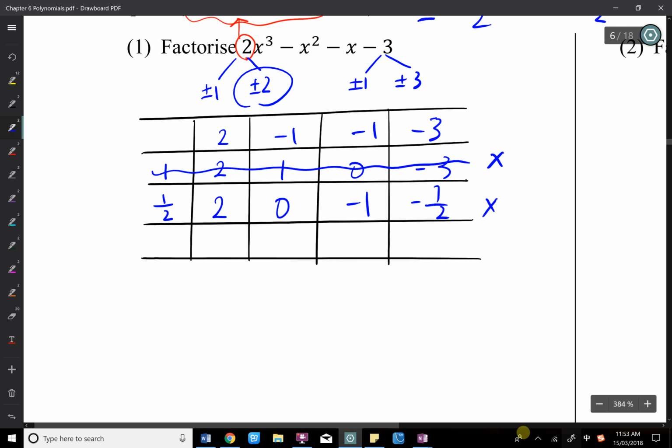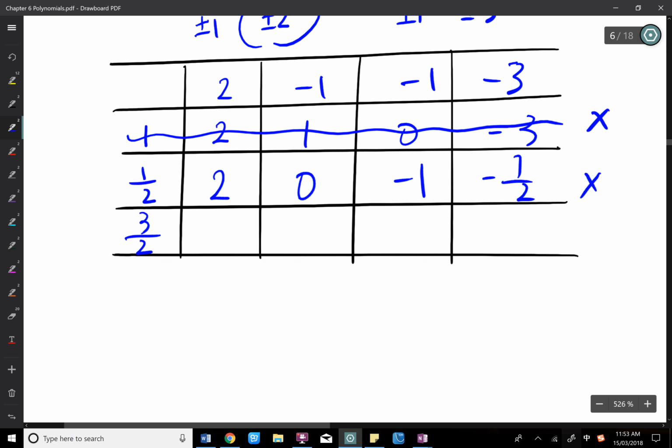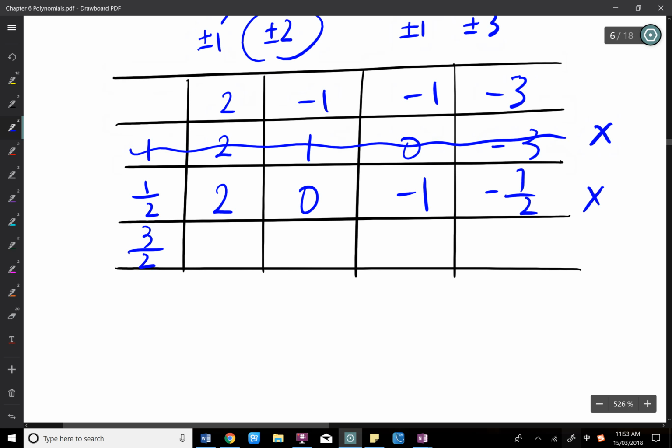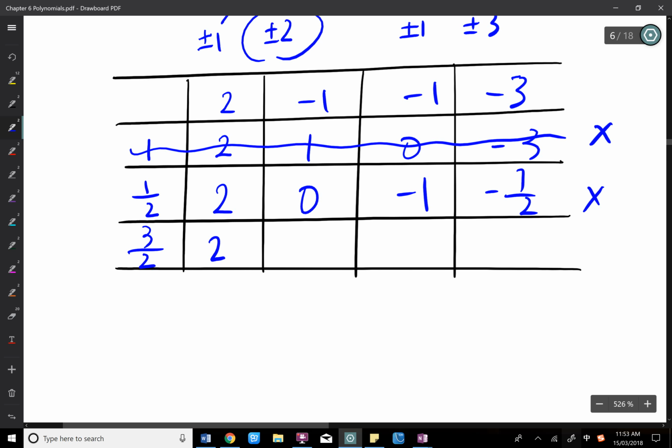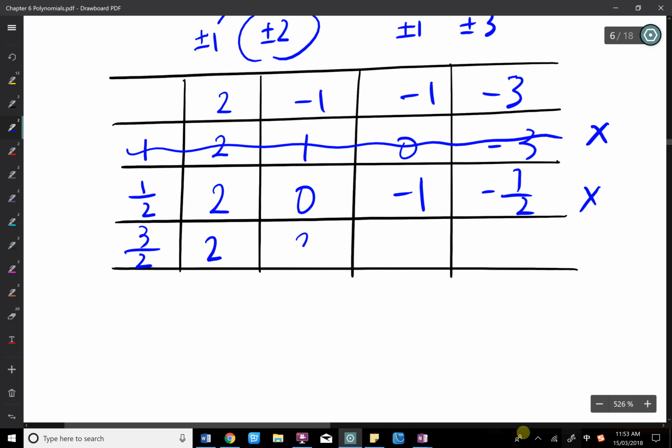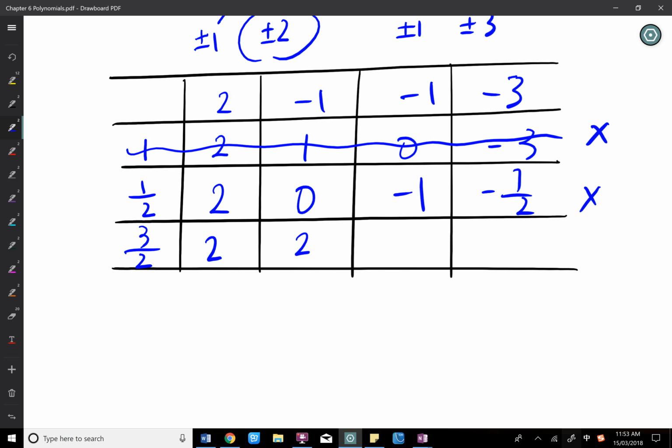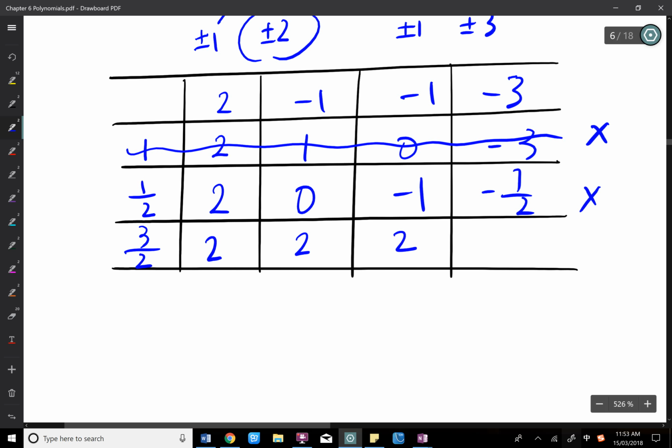Don't worry, we have another number. Let's try 3 over 2. You can have the negative as well, but let's try 3 over 2. I get tired of it. I think 3 over 2 should work. So 2 is there, and 3. 3 minus 1 is 2. And 3. 3 minus 3 is 0. That one works.